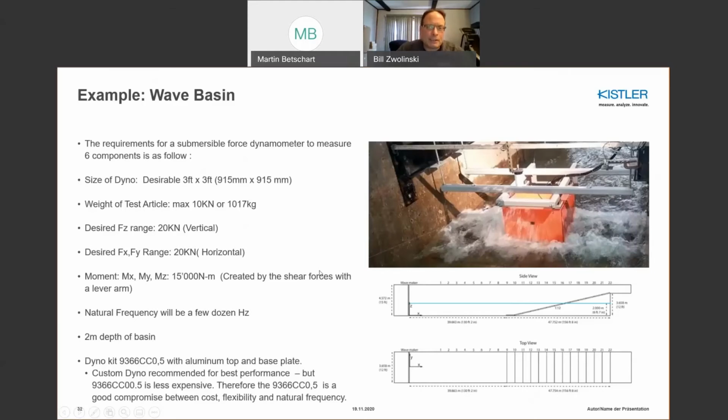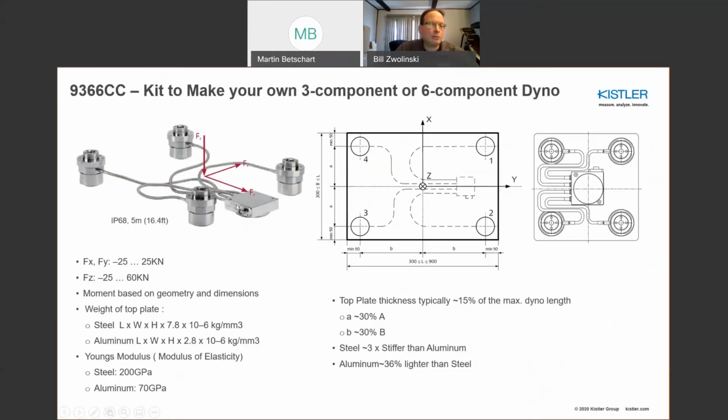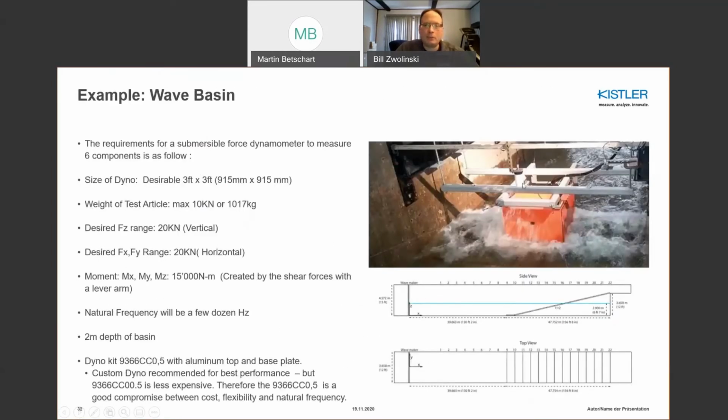What I want to show is an example where you see a structure in flow. In this application, the requirements we got were 20 kilonewtons in X, Y, and Z in terms of desired force ranges. You had about a 1,000 kilogram mass, and you wanted to measure forces and moments. By using this kit, you were able to achieve an economical solution. With this high of mass, you're still seeing dozens of hertz in natural frequency. So not just static measurement, but some dynamic as well.